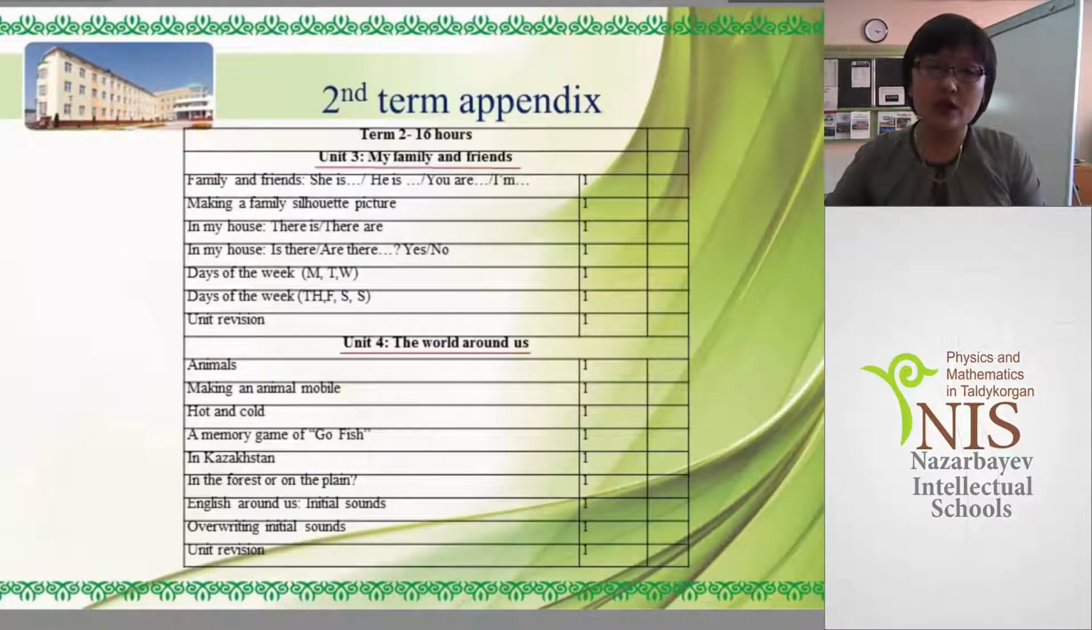Okay, now let's turn to the second term appendix. Here you clearly see that the units were my family and friends, and unit 4, the world around us. In order to cover all this, we spent about 16 hours.